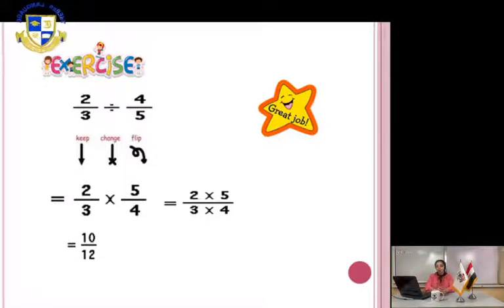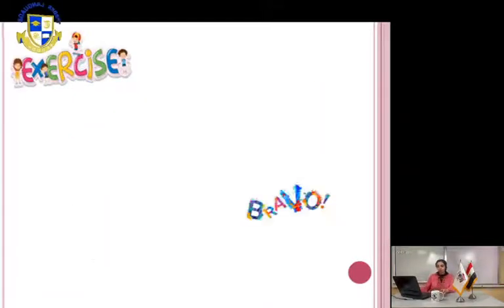The two numbers are even numbers, so they need simplifying. 10 and 12 divided by 2. 10 divided by 2 equals 5. 12 divided by 2 equals 6. 5 over 6. Another exercise.